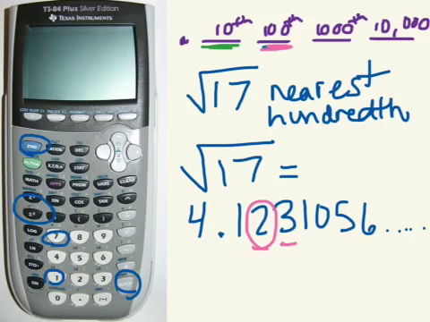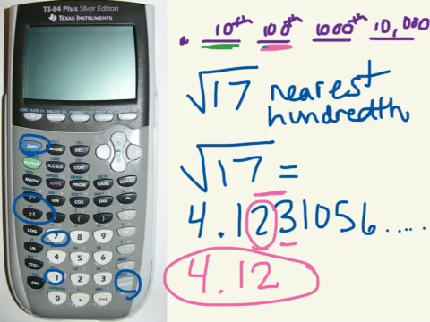Now the 3 is below 5, which means it doesn't bump this 2 up, it's going to keep the 2 the same. So when I approximate it then to the hundredths place, my 2 stays the same, and I'm just going to write out my number until I get to the hundredths place, which is 4.12. That's my approximation of the square root of 17 if I'm rounding to the hundredths place. Why don't you write this one in your notebooks?